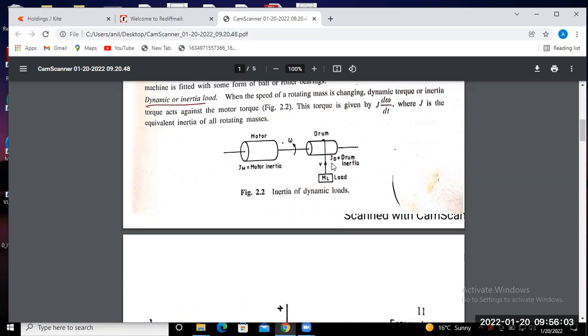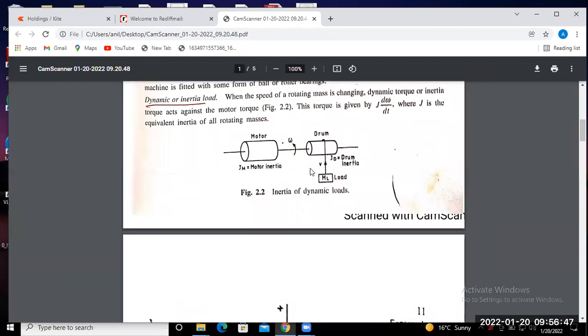So the drum inertia is represented here as JD, and the motor inertia as JM. J represents inertia, and M and D represent the motor and drum. When the speed of the rotating mass is changing, dynamic torque or inertia torque acts against the motor. This torque is represented by the equation J d omega by dt, where J is the equivalent inertia of all the rotating mass, that means the motor as well as the drum.